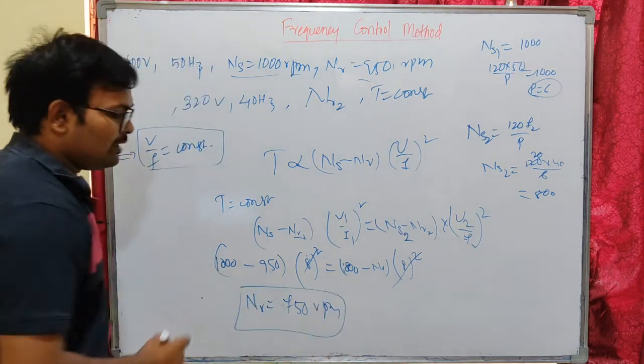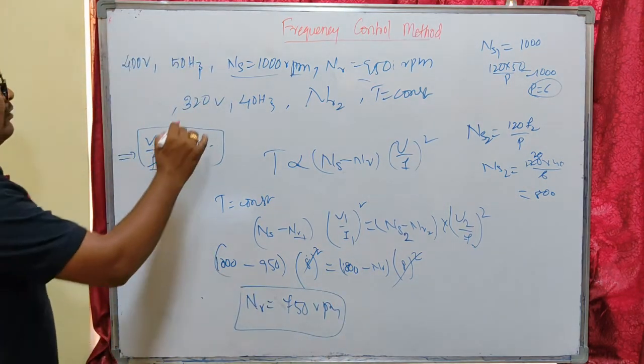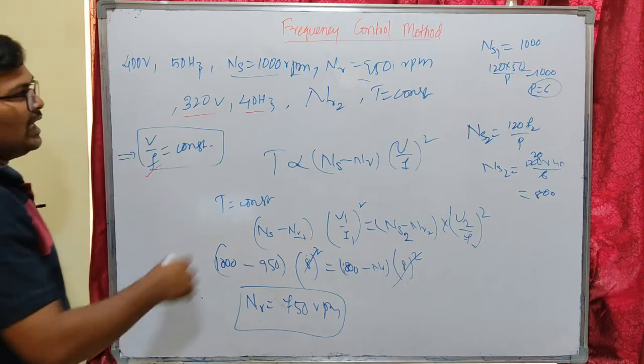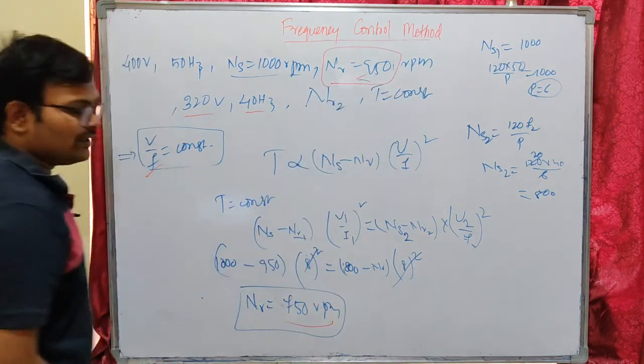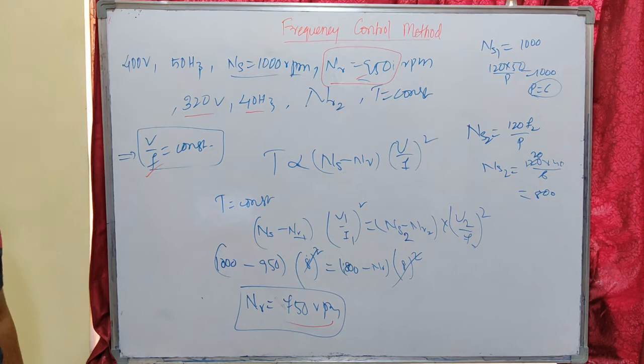Okay, this is for V by F ratio is constant. As I have reduced the voltage and frequency such that V by F ratio is constant, our speed has been reduced from 950 to 750. So this is nothing but speed controlled by frequency. Now let us see another.